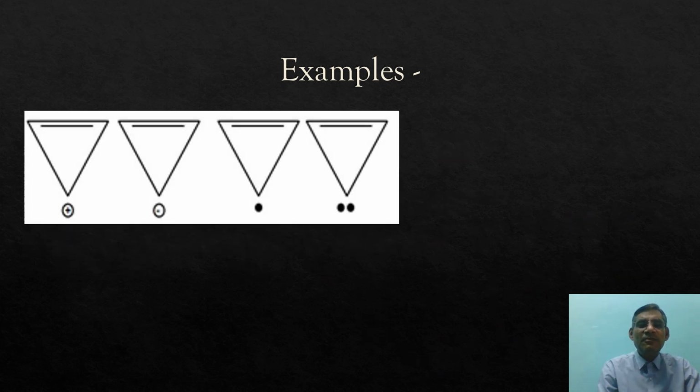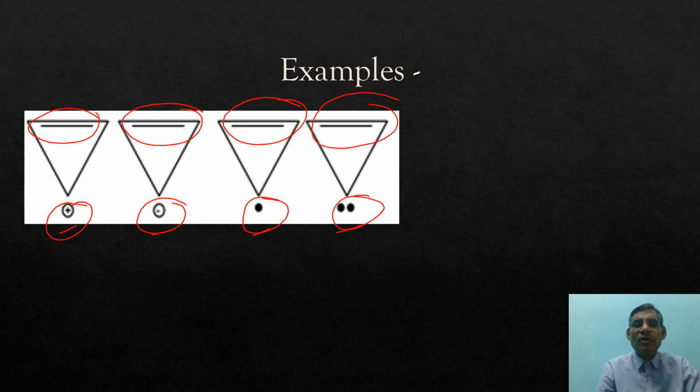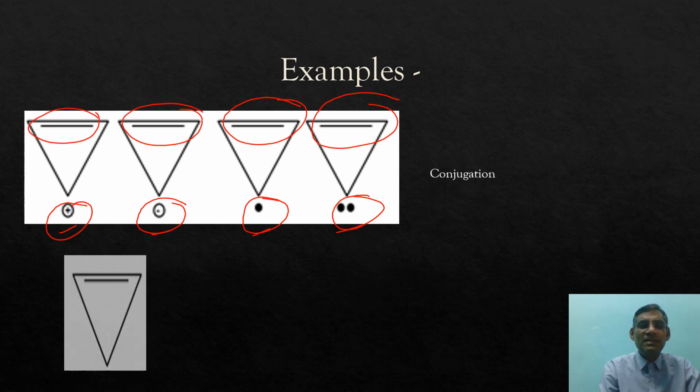Now see here we are comparing all the three: plus, minus, free electron and lone pair. In all the four, conjugation is there. This is pi positive charge conjugation. This is pi negative charge conjugation. This is pi free electron conjugation. This is pi lone pair conjugation or alternation. All are having conjugation.